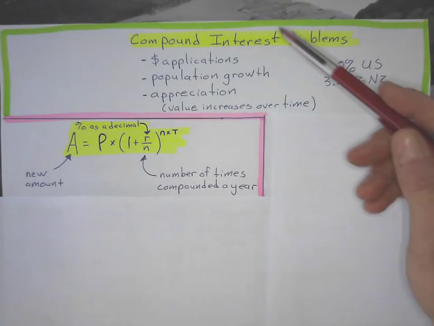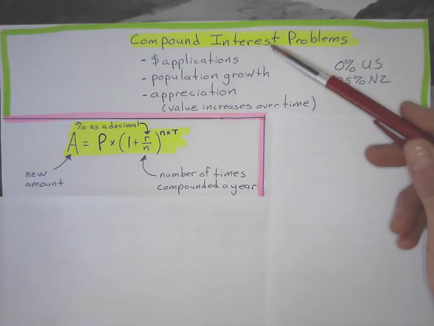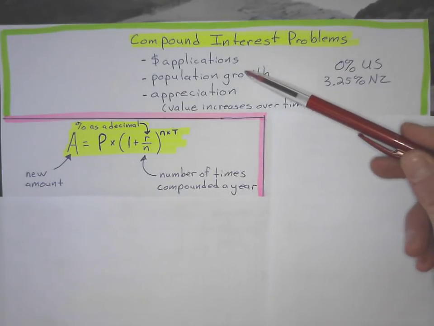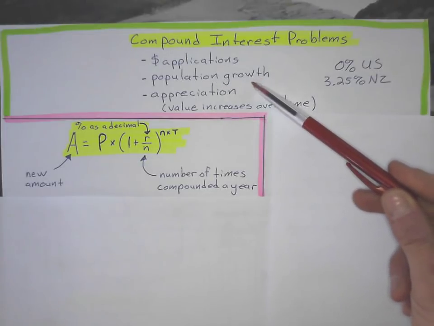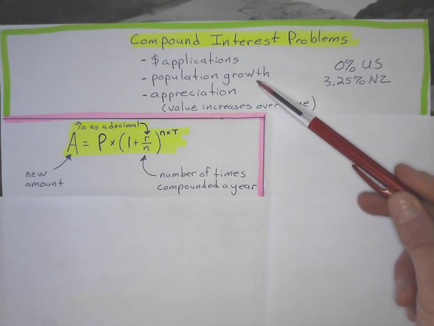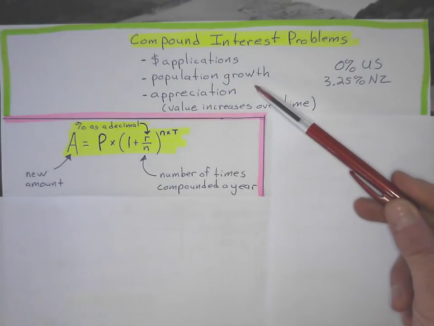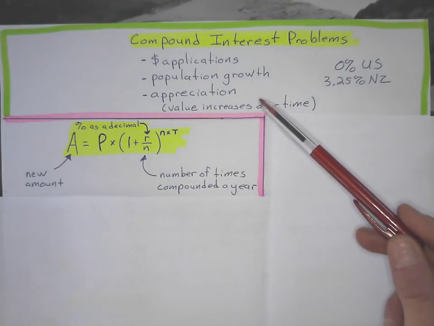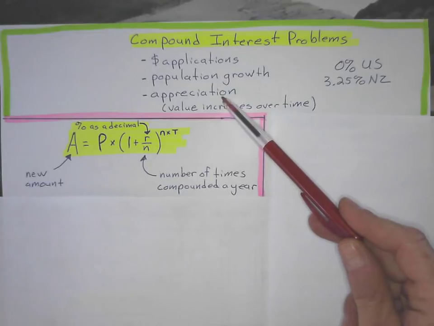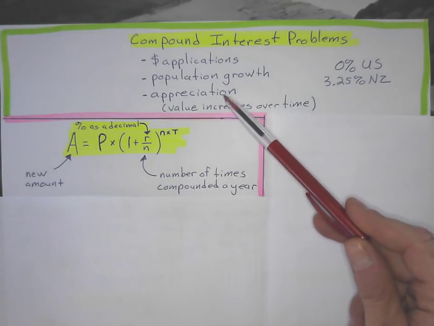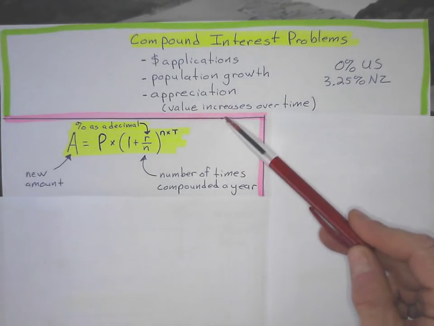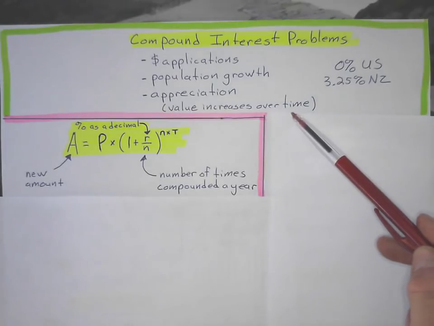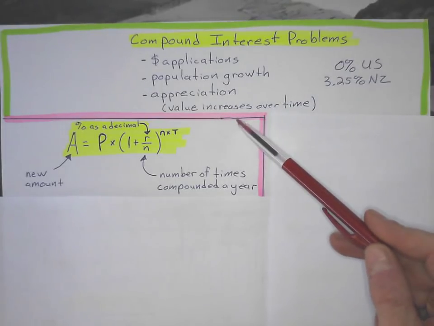Alright, so compound interest isn't just about making money in a bank. And so I just wrote down some other applications of compound interest. Population growth. If a town starts with a certain population and is growing at 3% a year, we can figure out what the population will be in a certain amount of time. This formula can also be used in appreciation values. So anything where its value increases over time, the opposite of depreciation.